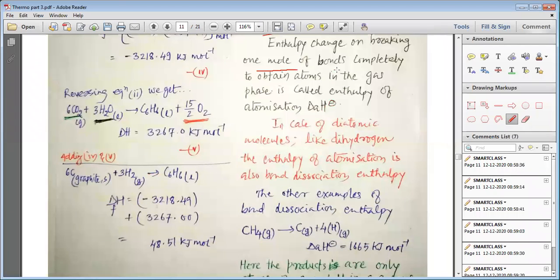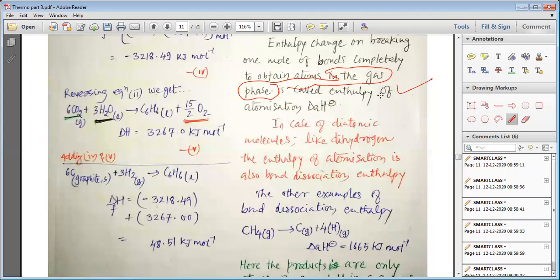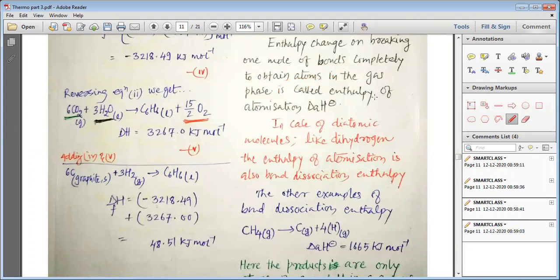Enthalpy change on breaking one mole of bonds completely to obtain atoms in the gas phase is called enthalpy of atomization. Once again, enthalpy change on breaking one mole of bonds completely to obtain atoms in the gas phase. Please remember that the atoms should be obtained in the gas phase. This is the important condition. So after the atomization, the atoms must be obtained in the gas phase, and if the atoms are obtained in the gas phase, then such energy is known as the enthalpy of atomization.